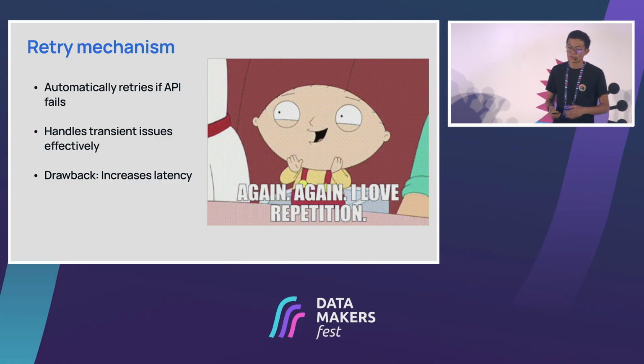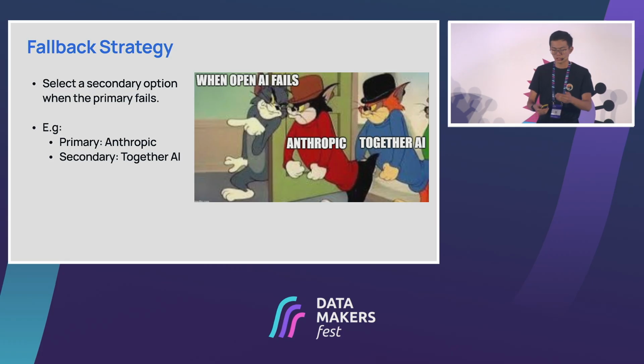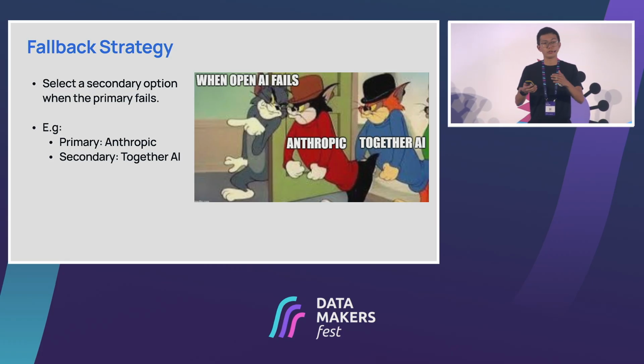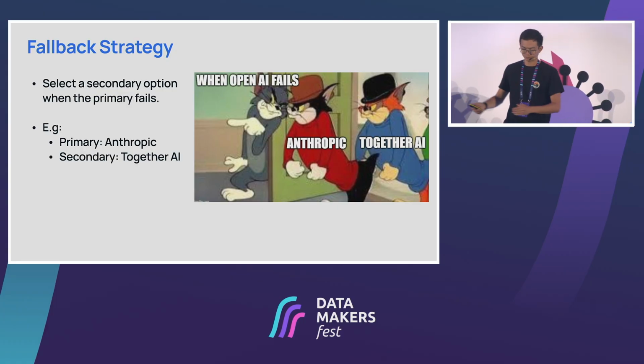And another option for this would be a fallback strategy, so a kind of backup. This is where we can add a health check to the primary option. So say we have our LLM option, and when that fails, we trigger a secondary option.